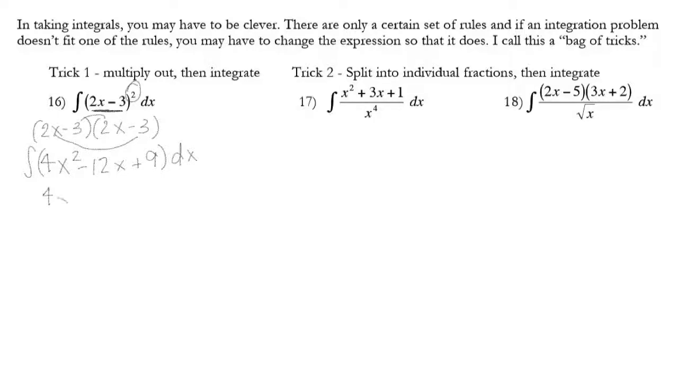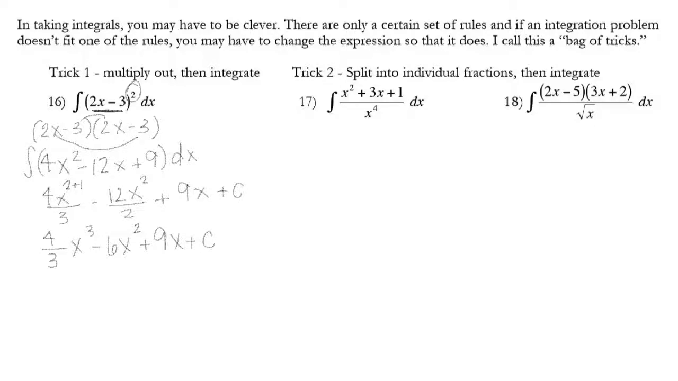So we would have 4x to the 2 plus 1 all over 2 plus 1, or 3, minus 12x to the 1 plus 1 over 1 plus 1, plus 9x plus c. And then you can do some simplifying here. That is 4/3 x cubed minus 6x squared plus 9x plus c. So that's one of what they're calling here a bag of tricks. You might have to readjust some of these in order to make them work out a little bit better.